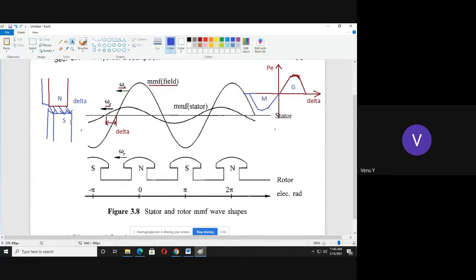Rotor and rotor field are the same. Stator field and stator are not the same. Stator field is rotating and stator is stationary. Therefore, with respect to stator field, I'm writing this, right? So this is the relation between MMF waves and operation of the machine as generator and motor. Generator and motor.